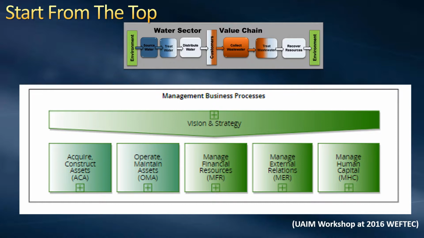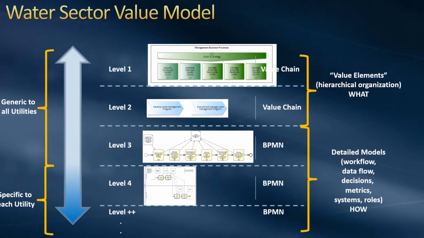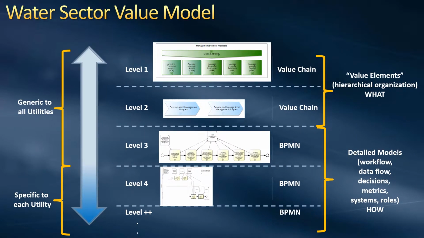After the team defined this top layer, during the following 10 months of the project, the utilities worked on developing business process models on the lower levels of the hierarchy. As we move down the levels of hierarchy, models include more specific detail and describe the workflow, data flows, decisions, metrics, and technologies that enable the execution of work and the decision making.